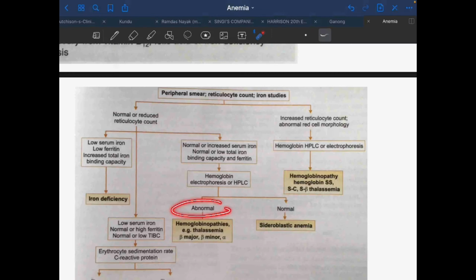If there is anything abnormal in the hemoglobin, we know that it is called hemoglobinopathies. The best example is thalassemia. So, if the investigation shows a normal reticulocyte count, we do two things. We have to look for the iron level in the body. If the iron level is low, we categorize it as iron deficiency. If the iron level is normal, then we go for hemoglobin electrophoresis. If it is abnormal, it is declared as hemoglobinopathies. If it is normal, we will call it sideroblastic anemia.